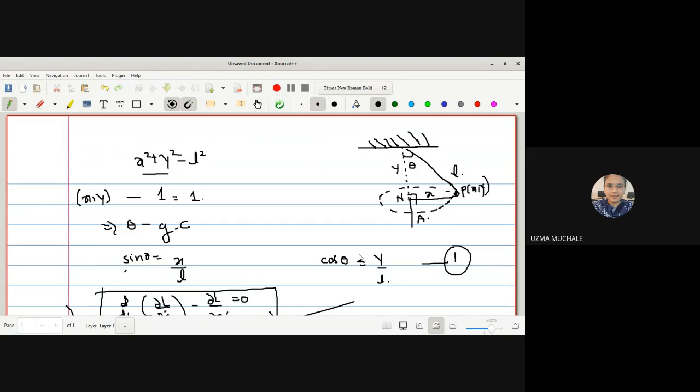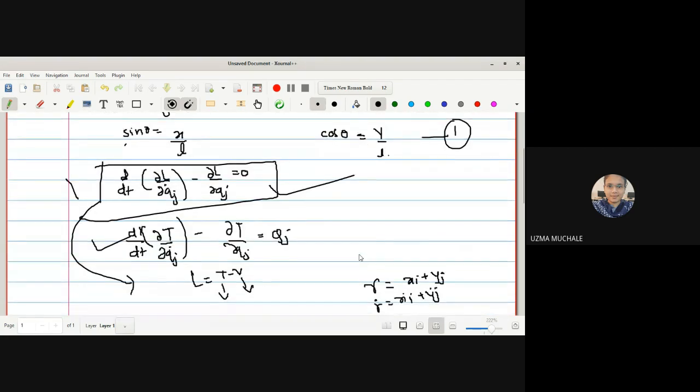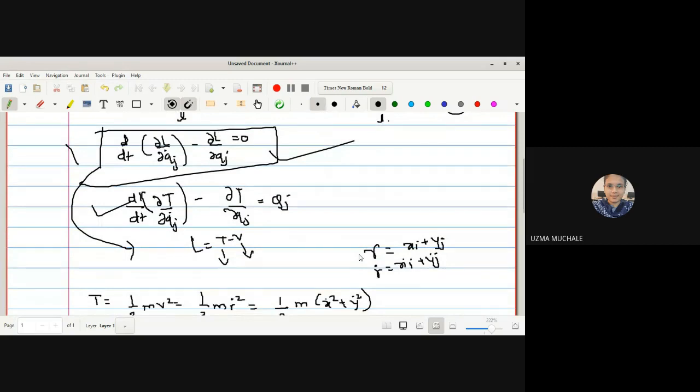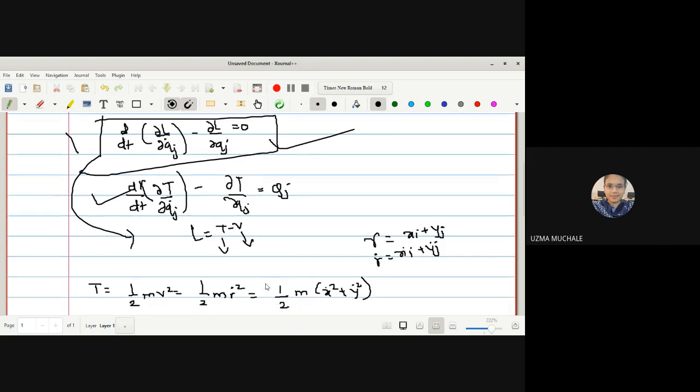Theta will describe the position of a particle at any instant. Now our aim is to find out Lagrange's equation of motion. But as discussed in the cases, I have told you that this is in the case of a conservative system. So hence we are going to take this equation d by dt of dou L by dou qj dot minus dou L by dou qj.